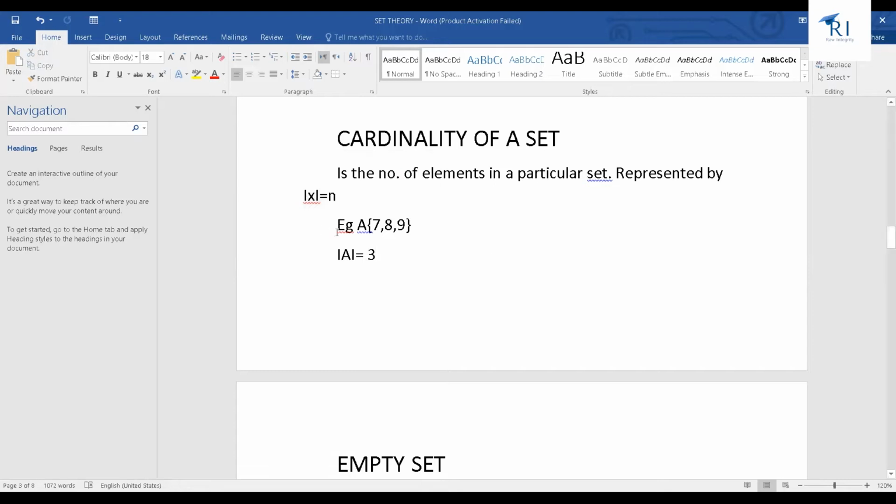For example, we have in set A, the elements are 7, 8, 9. The cardinality is the number of how many elements there are inside. There are 3, so we write it like this: cardinality of set A is equal to 3.